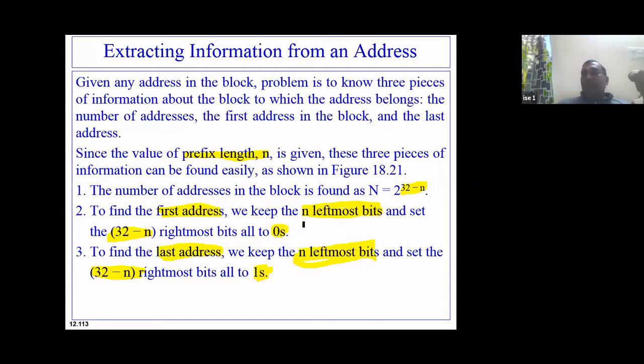2 to the power n kind of thing. So the leftmost bits I'll not touch. Only the 32 minus n bits I'll make 0. If I make all the 32 minus n rightmost bits 0, I'll get the first address. To get the last address, that is the address of the host, I'll keep the n leftmost bits as they are, and set the 32 minus n rightmost bits to 1. So to get the first and last addresses, we do this.